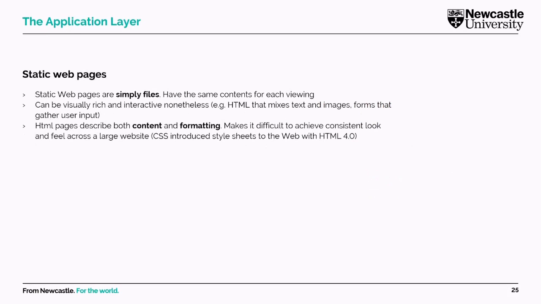So now we'll talk about two different types of web pages. We'll talk about static web pages, and these are simply files. So all users will see the same page once they go to a specific URL. It can contain lots of things, text and images, and be interactive. But the key point is that a web page is static if any user that goes to the web page will see the same thing.